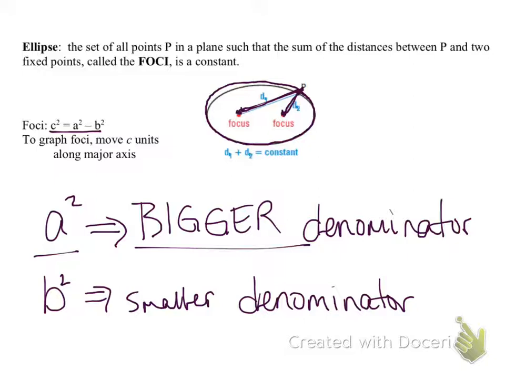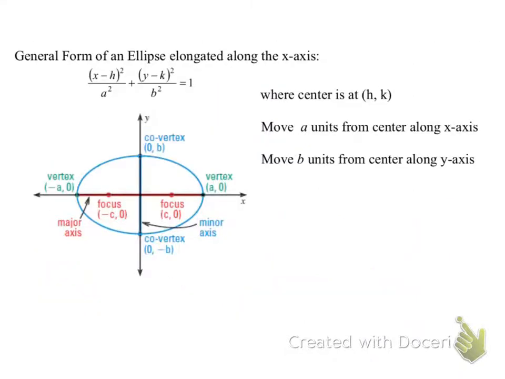So let's take a look at what an equation of an ellipse could look like. In the general form, you'll notice my a squared is under my x, so my bigger denominator is under my x term, which tells me this is elongated along the x-axis. To graph one, the first thing we need to do is graph our center, which is at (h, k): the number being added or subtracted to our x-coordinate, and the number being added or subtracted from our y-coordinate.